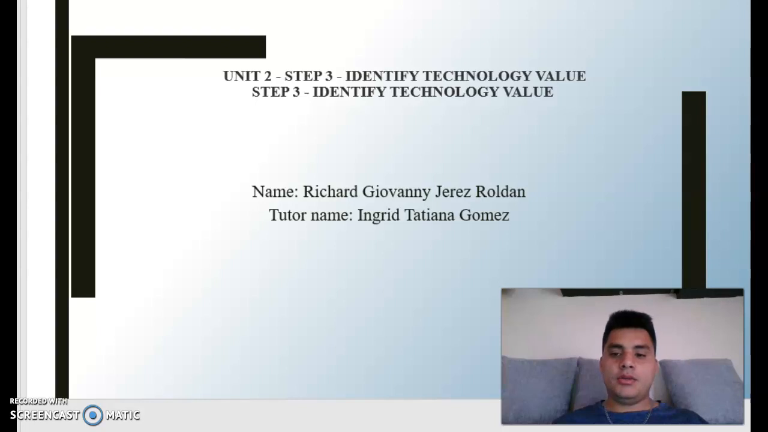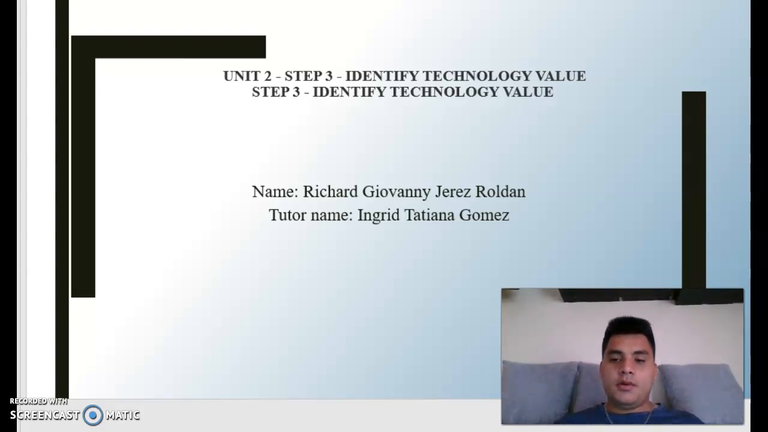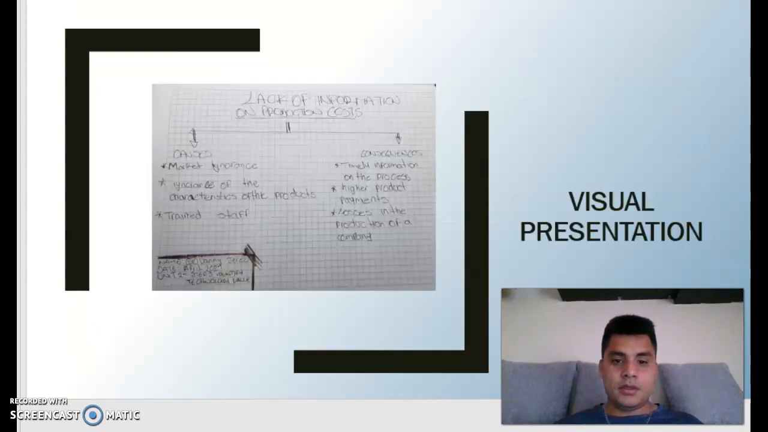I am going to explain the synoptic table of Unity 2, Step 3, identify the value of technology. Visual presentation. Market focus method.